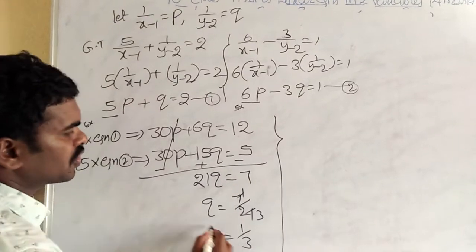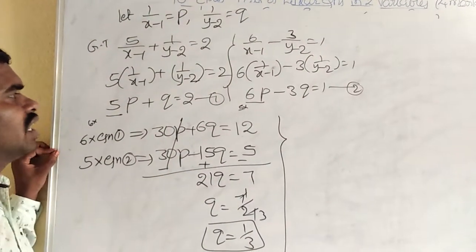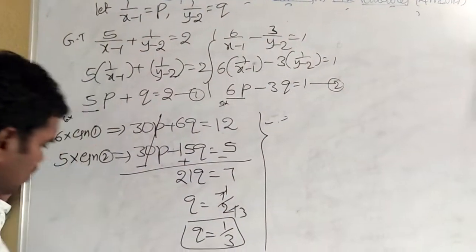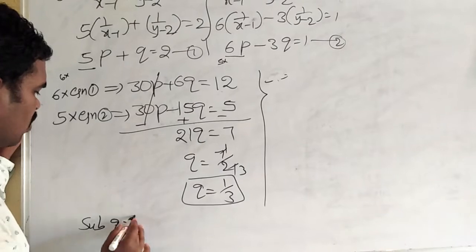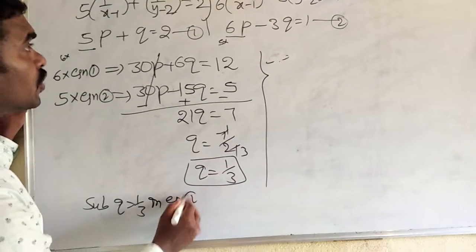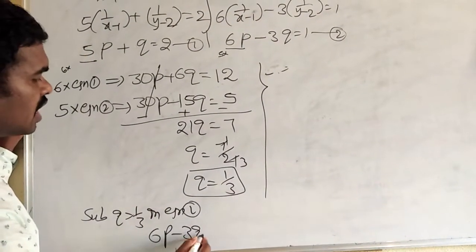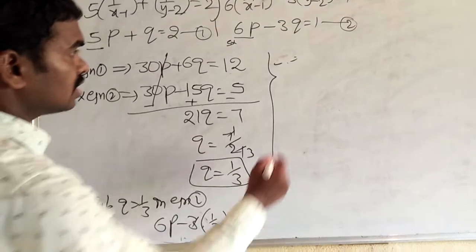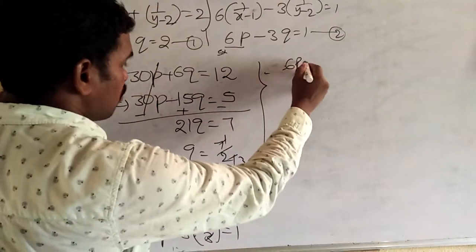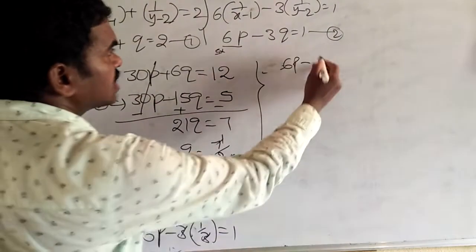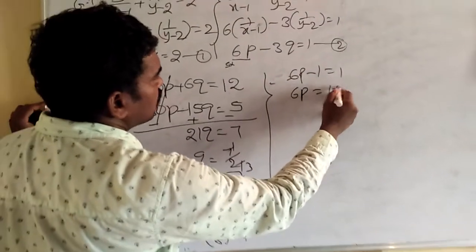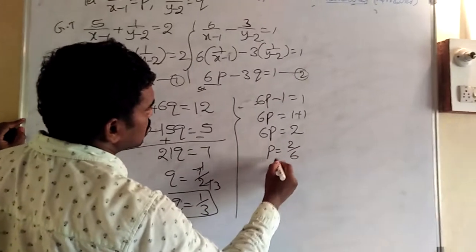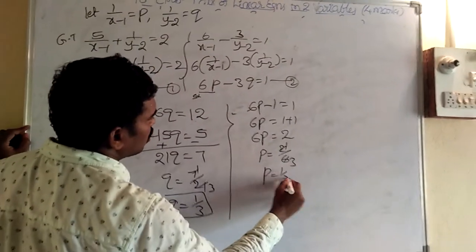And then substitute the q value in equation 1 or 2. So I am substituting q equal to 1 by 3 in equation 2. So 6p minus 3 into q. What is the q value? 1 by 3. 3 cancels. So 6p minus, 3 cancel, remaining 1. So 6p equal to 1 plus 1, 2. p equal to 2 by 6. 2 ones are 2, 2 threes are 6. p equal to 1 by 3.